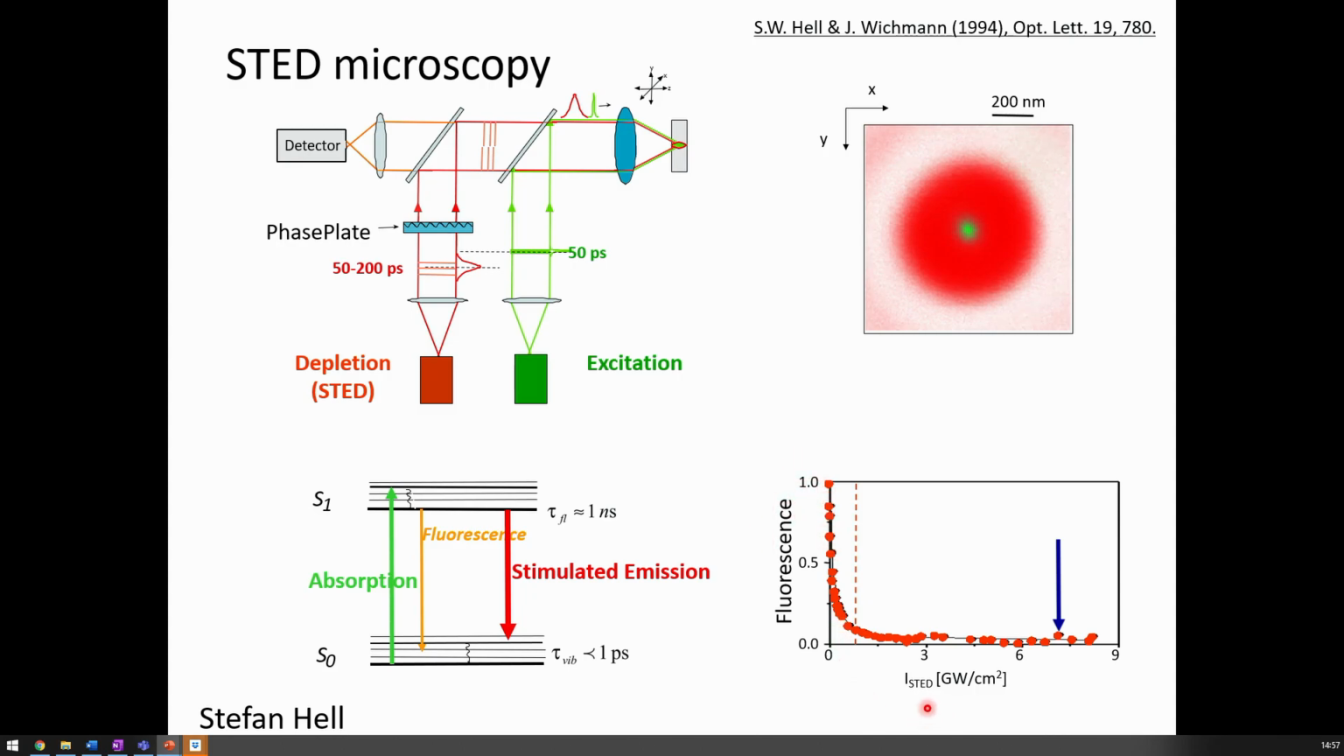Note that these units down here, gigawatts per square centimeter, are not a spelling mistake or a typo. It means 10 to the 9 watts per square centimeter. That is a tremendous power, and that is part of the problem of the technique. The resolution is gained by turning on this depletion laser.